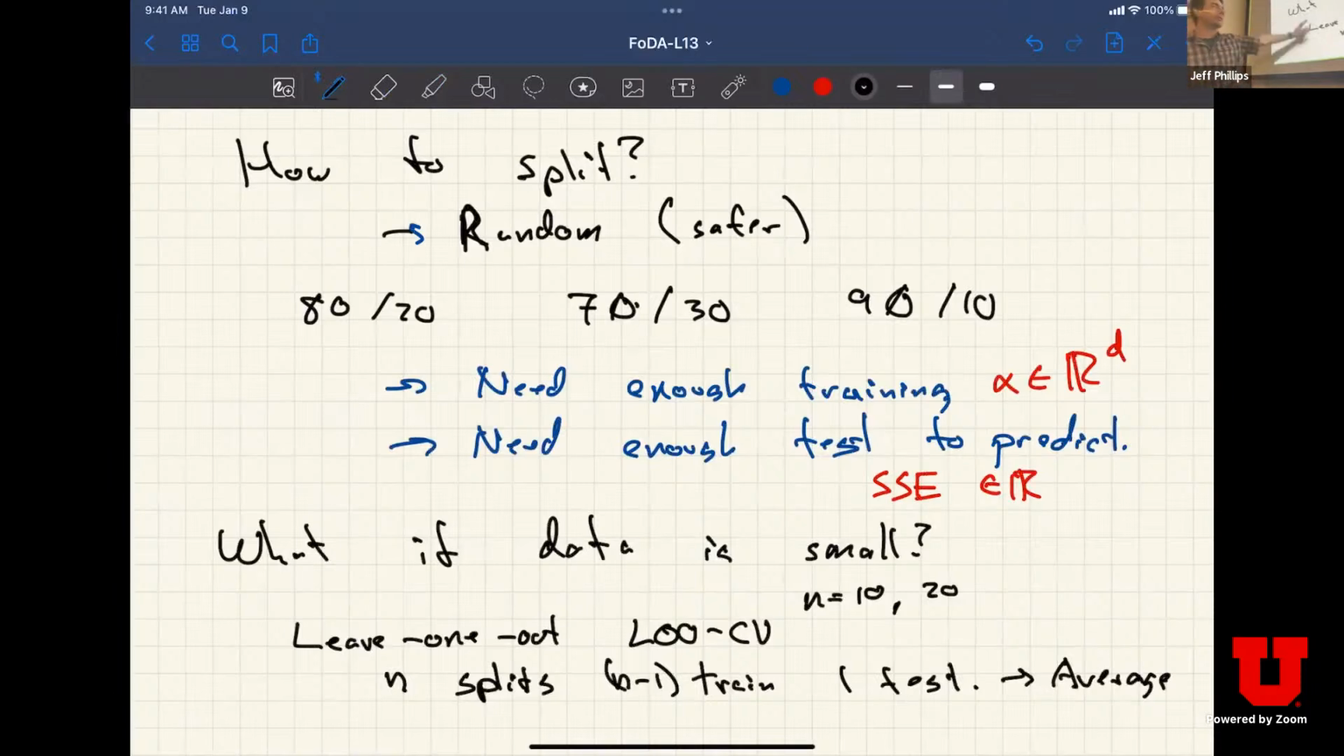If the data is really big, you don't need to do this. So the bigger your data is, you do 1 split. If it's medium size, maybe you do like 5-fold or 10-fold. And if it's small, you do leave 1 out, which is like n-fold cross-validation. Okay, we'll stop there, but I can take some questions.